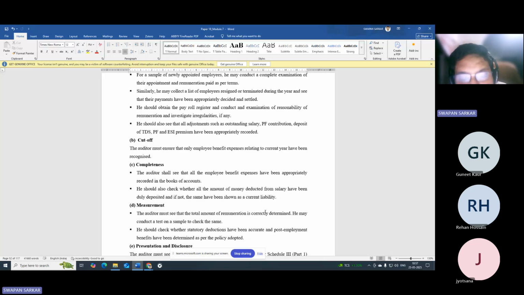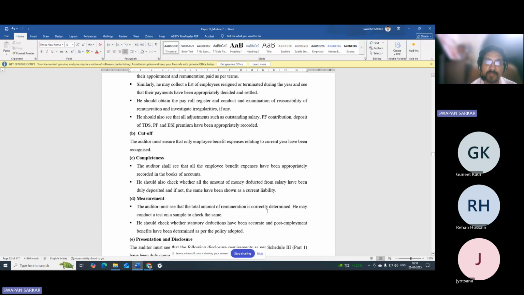Measurement. The auditor must see that the total amount of remuneration is correctly determined. He may conduct a test on a sample to check the same. He should check whether the salary calculations have been accurate, salary deductions have been accurate, and post-employment benefits have been determined as per the policy adopted.